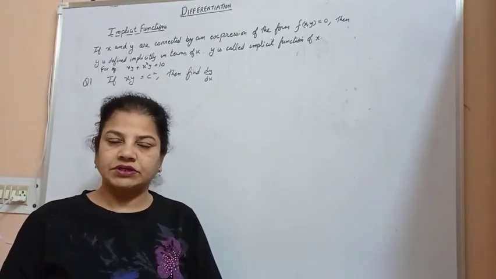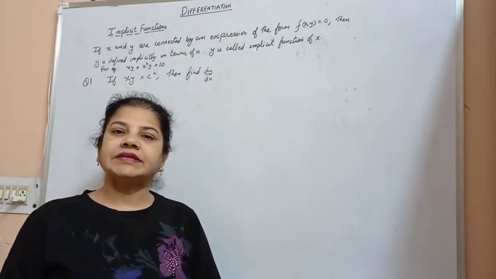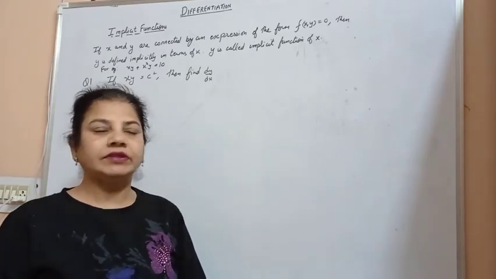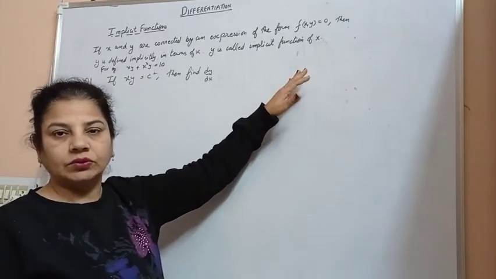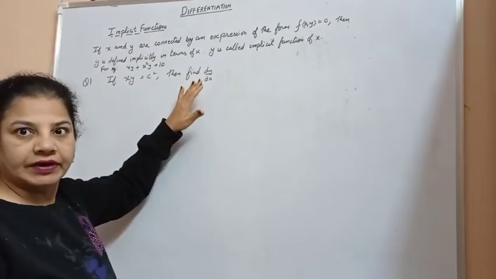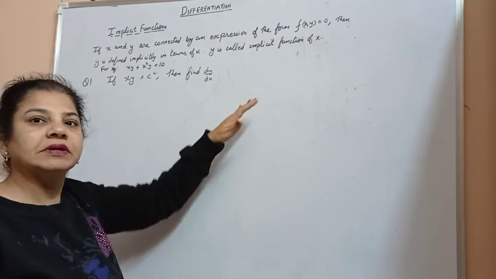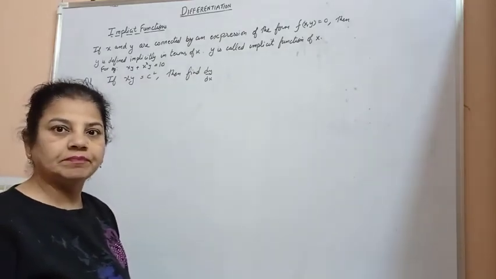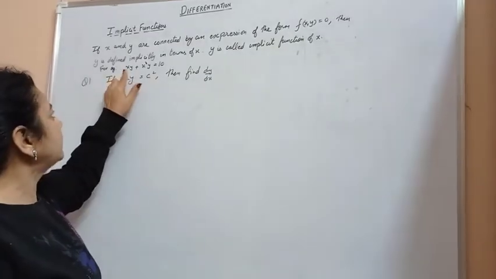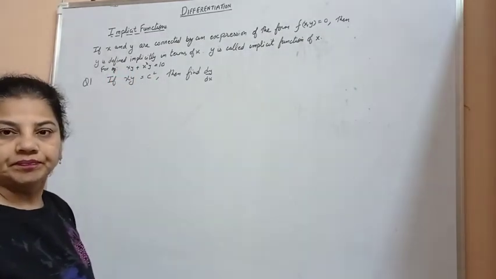Differentiation of implicit function. If x and y are two variables connected to each other by the function f(x, y) equal to 0, then y is defined implicitly in terms of x, and y is called the implicit function of x. For example, xy plus x square y is equal to 10.